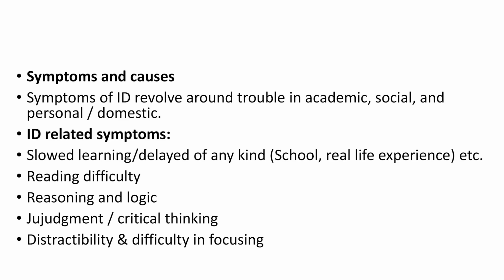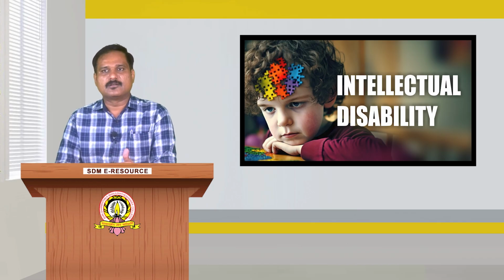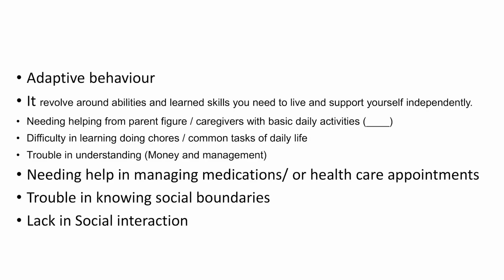The symptoms of ID revolve around trouble in academic, social, personal, as well as domestic areas. Other related symptoms are slowed learning, delays in activities either in school or in domestic work, reading difficulty, difficulty with reasoning and logic, judgment and critical thinking, and distractibility or difficulty focusing. So these are the symptoms related to intellectual disability. Adaptive behavior revolves around the abilities and learned skills you need to live and support yourself independently.